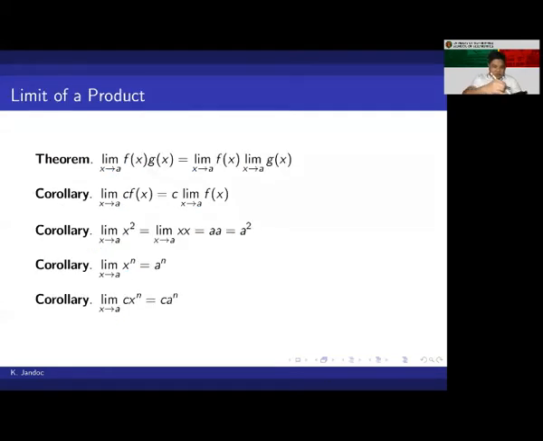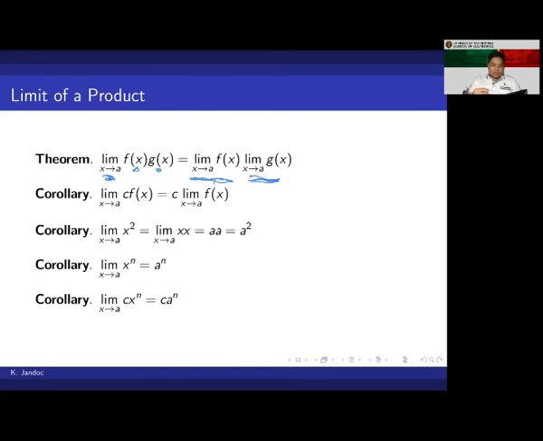And so if you're getting the product of two functions, in this case f of x and g of x, if you get that product and you let x approach a, the limit of that product is the same as getting the limit of f of x first as x approaches a, and then multiplying it by the limit of g as x approaches a. So you can do the limit of the function f first and then multiply it by the limit of the function g.